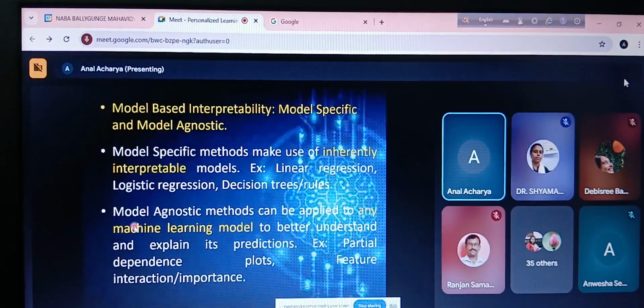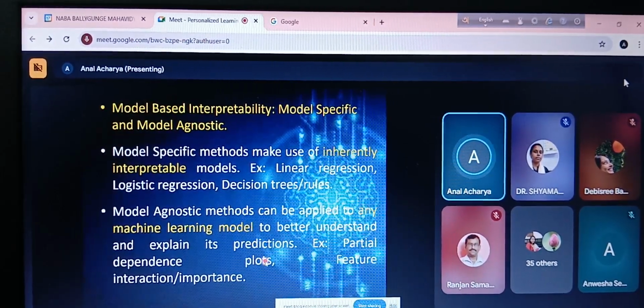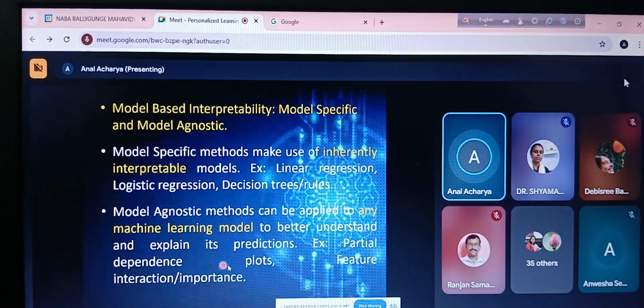Model agnostic methods can be applied to any machine learning algorithm, right? What are some of the examples? Partial dependence plot. Partial dependence plot means, let us say there are 4 features, so how these 4 features are related to each other. That is called partial dependence plot. Or feature importance. Feature importance may be, let us say, there are 10 features. Out of 10 features, which is the most important one?